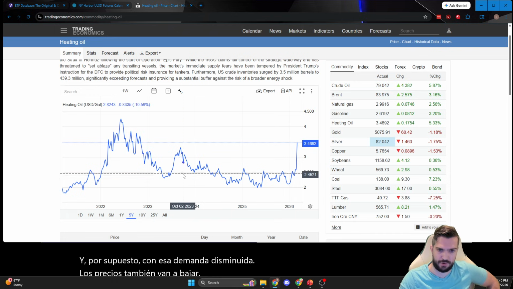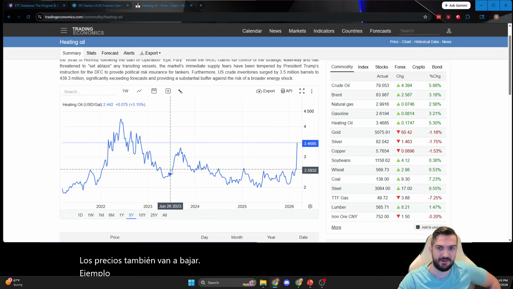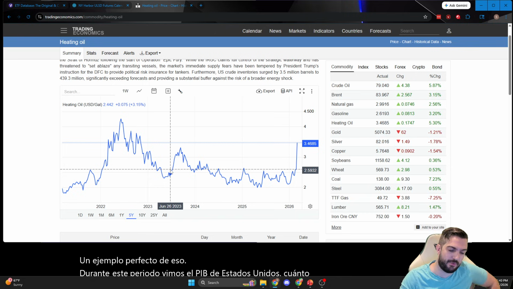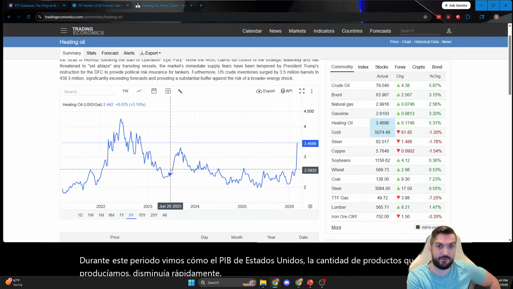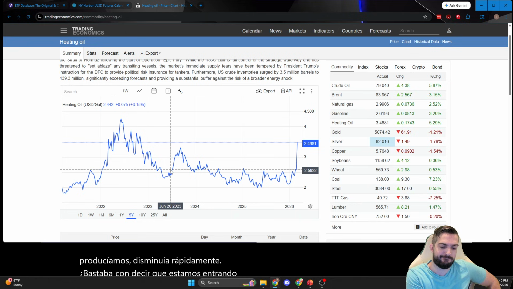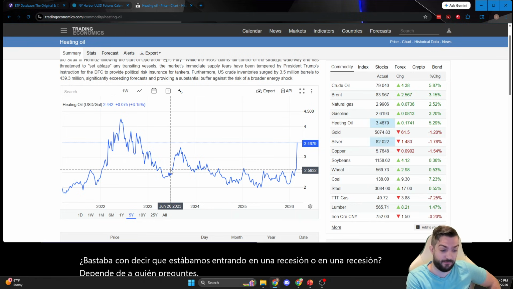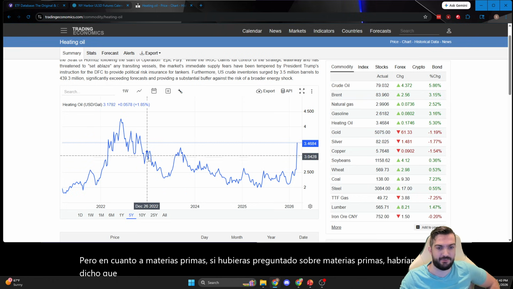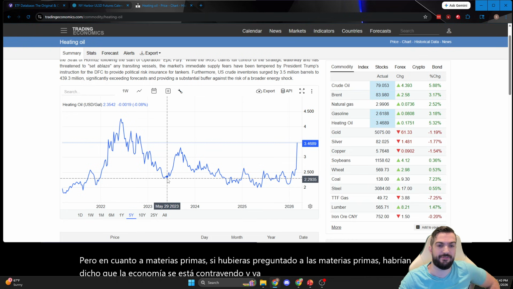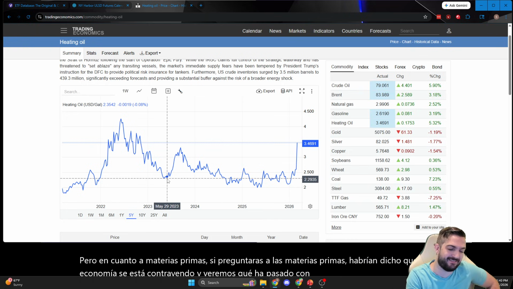2022, perfect example of that. During this period, we saw the GDP of the United States, how much stuff we were producing, going down quickly. Was it enough to say that we're entering a recession or in a recession? Depends on who you ask. But if you asked commodities, they would have said the economy is shrinking, and we see what happened to all of the commodities prices as that was changing.